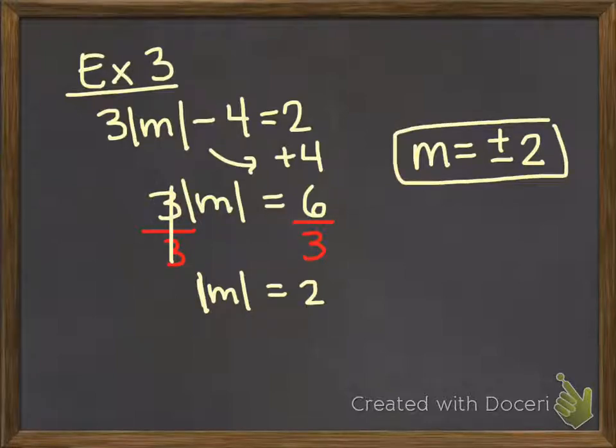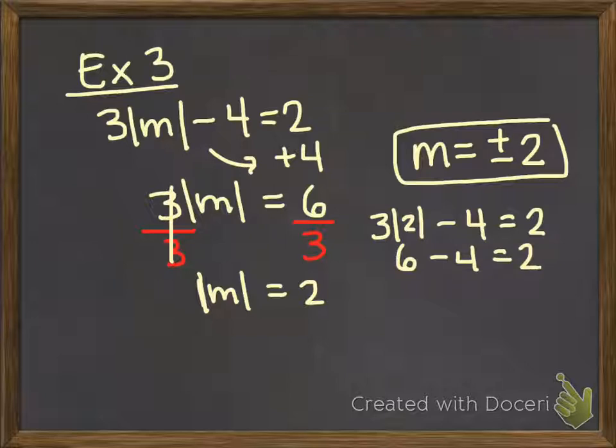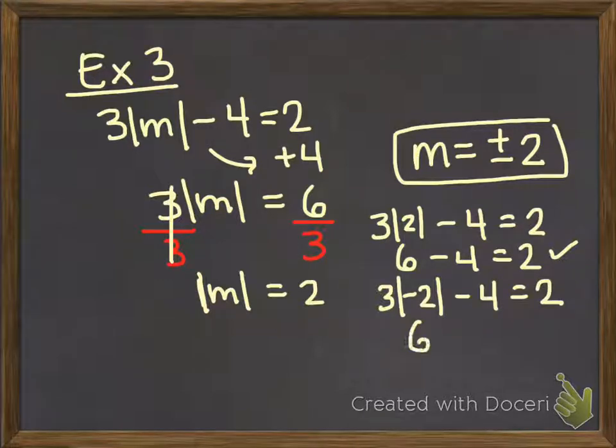Okay, we're going to check it. 3 times the absolute value of 2, subtract 4 equals 2. 6 minus 4 equals 2, so that works. Then we're going to try 3 times the absolute value of negative 2, minus 4 equals 2. That's 6 minus 4 equals 2, so that works also.